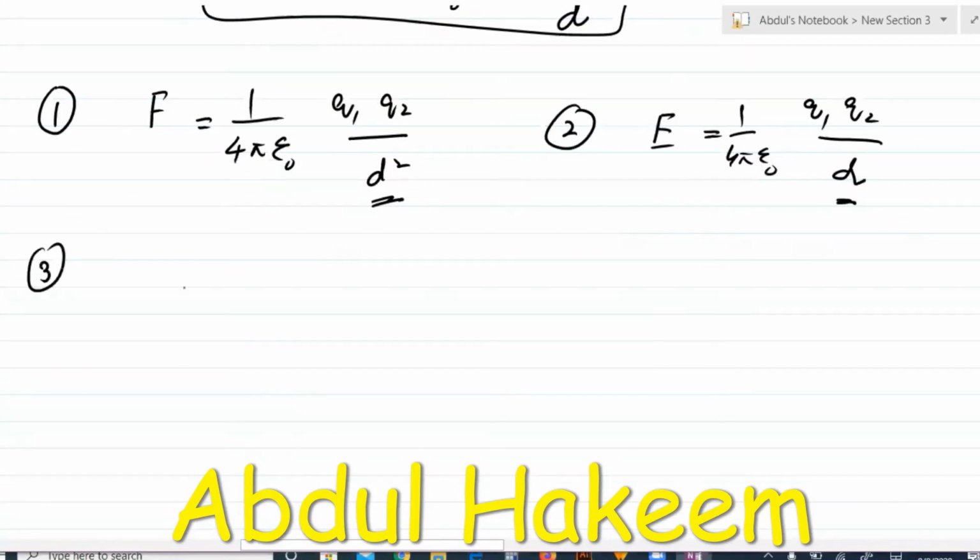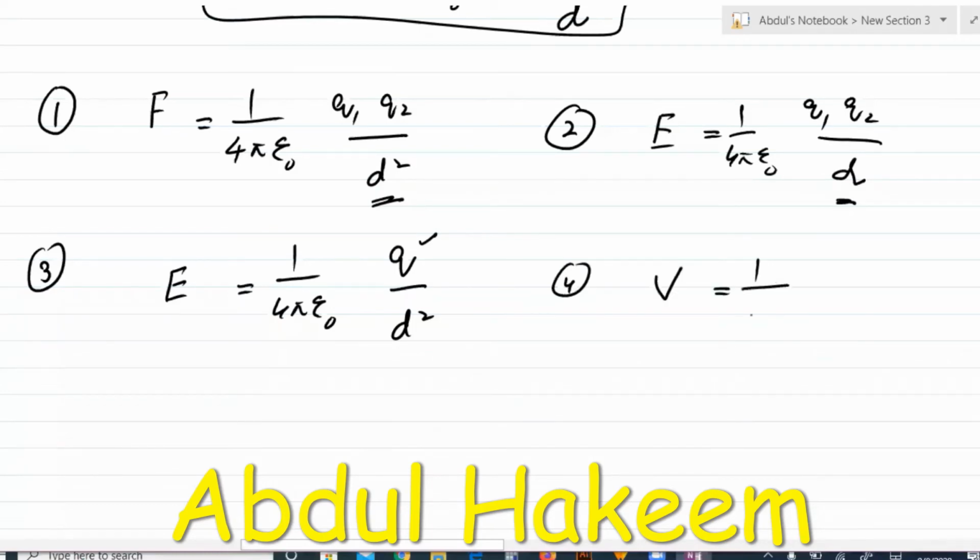And number 3, electric field strength, 1 over 4 pi epsilon naught Q divided by D square. And this Q is the point charge. And number 4, electric potential is equal to 1 over 4 pi epsilon naught Q divided by D. So D square and single Q is for the electric field strength. This is electric potential energy. This is electric field strength. And when single Q, single D, then it is electric potential.